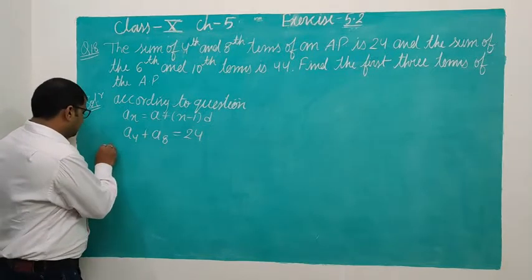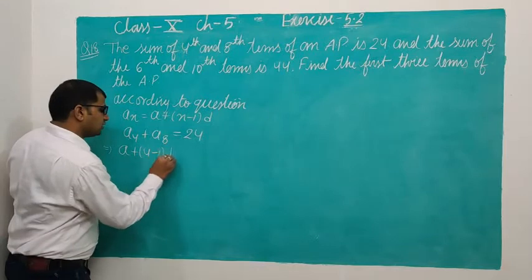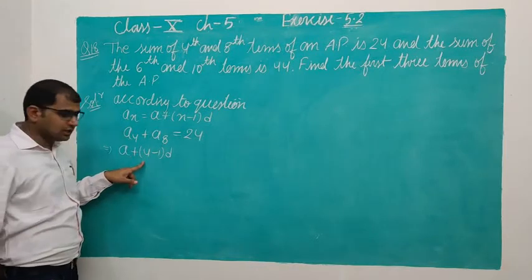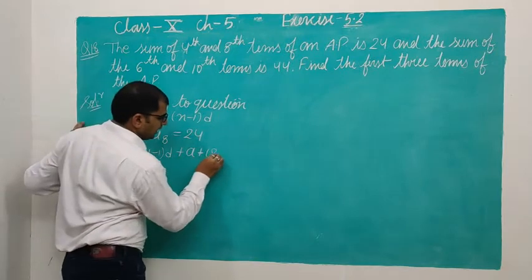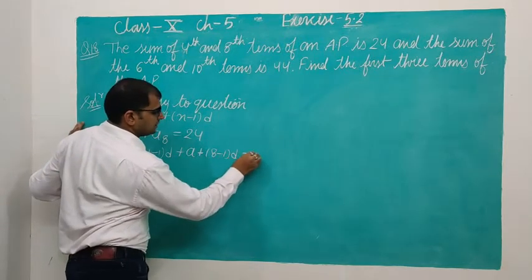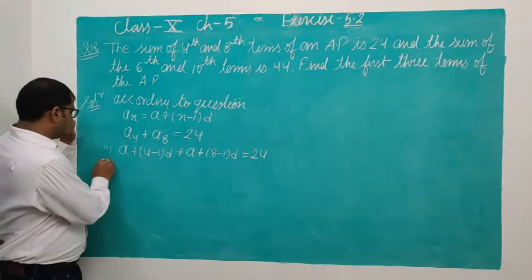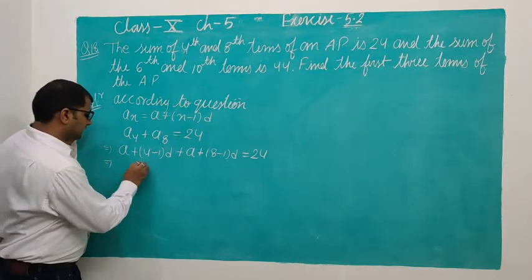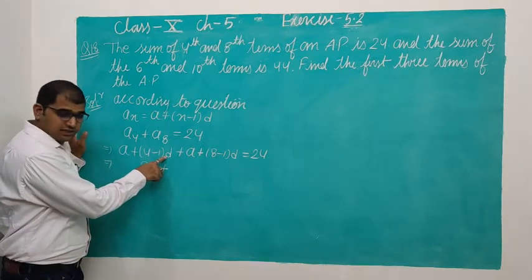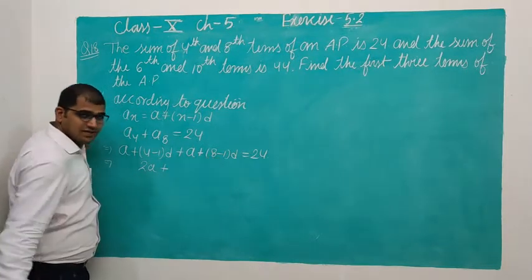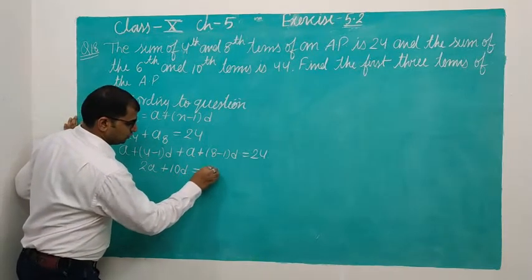So what we get is A plus 4 minus 1 into D for A4. Okay, now for A8, that is A plus 8 minus 1 multiplied by D, and the sum is equal to 24. Then after solving this, A plus A is twice of A, plus 4 minus 1 that is 3D, and this one 7D. 3D plus 7D is 10D is equal to 24.